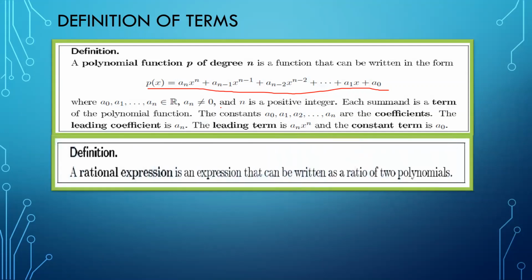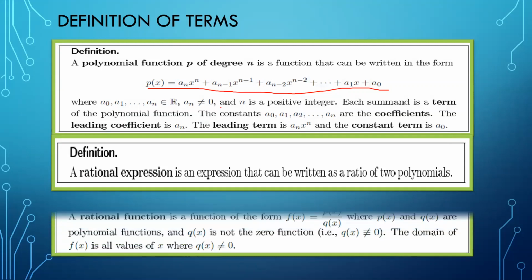Next, we have the definition of a rational expression. A rational expression is an expression that can be written as a ratio of two polynomials. So again, if you already know the definition of a polynomial function, then you can also determine what a rational expression is. Again, a rational expression is an expression that can be written as a ratio of two polynomials.